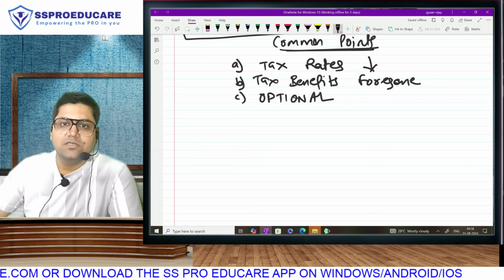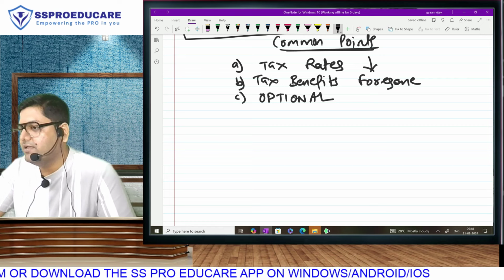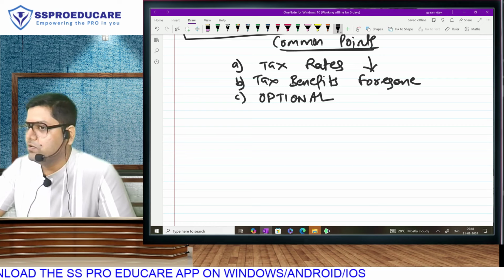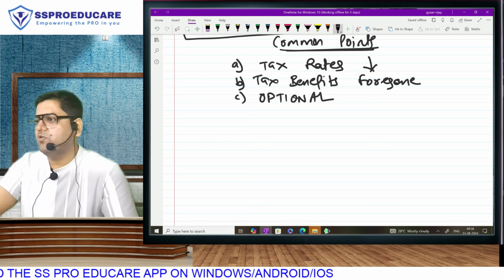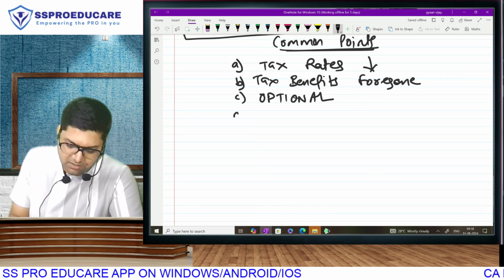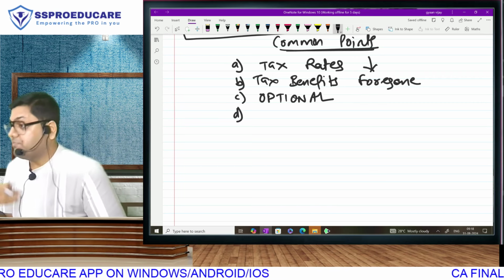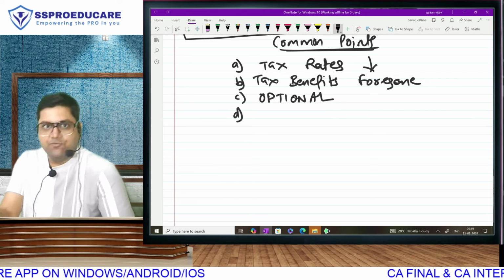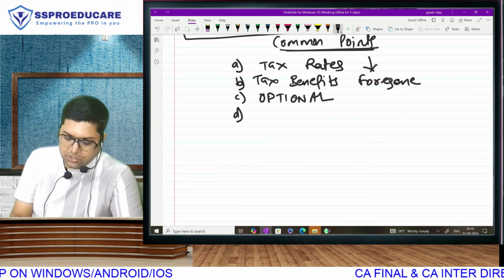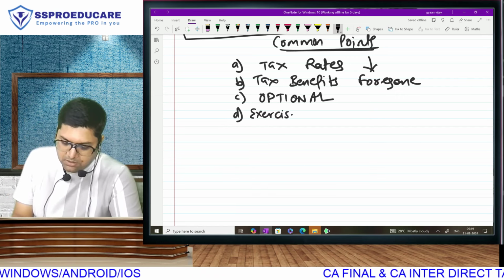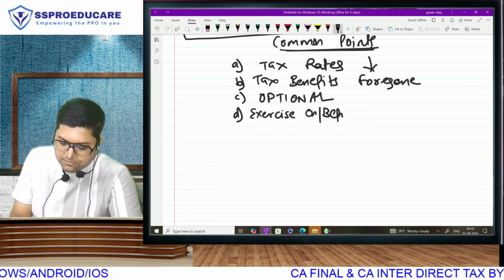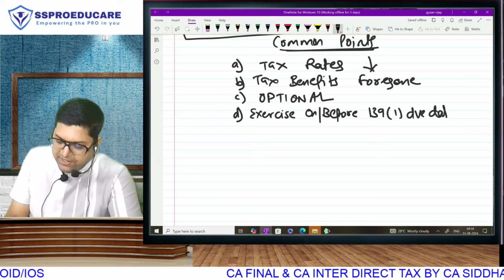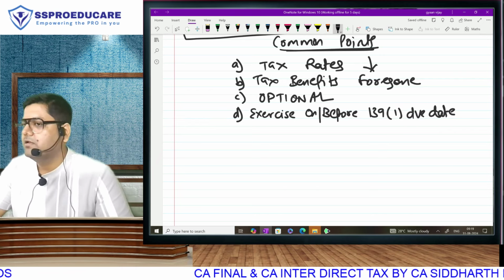But today, at least till the time your exams have to be conducted, the new regime is optional. You have to solve the questions as per the new regime as well as the old regime. So tax as per old, tax as per new, obviously whichever is beneficial. Next, if it is optional, that means you have to decide. As a taxpayer, if you're getting an option, you have to exercise your option on or before the 139(1) due date. Now, 139(1) is basically the section for return filing.